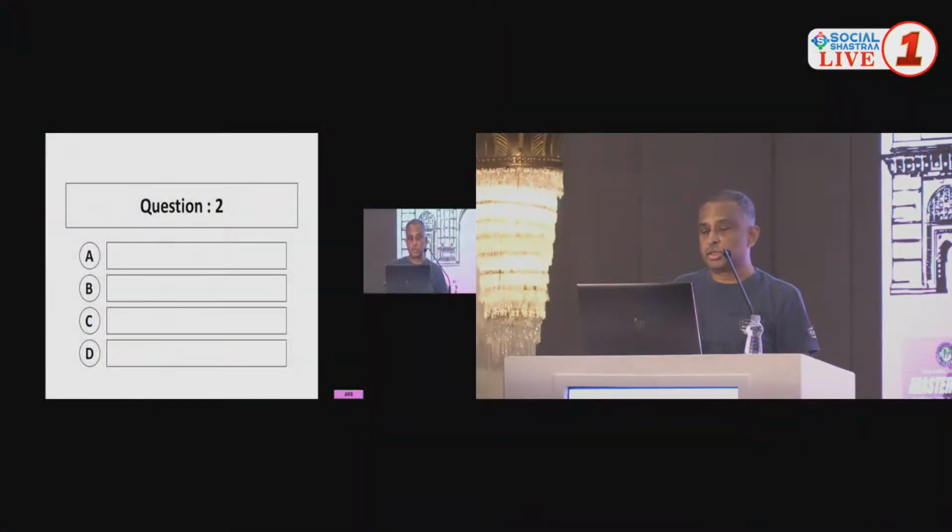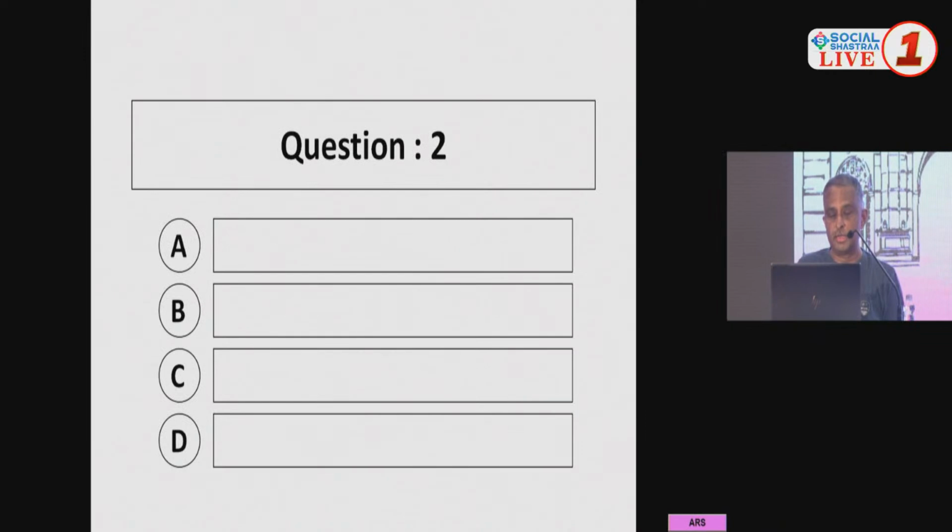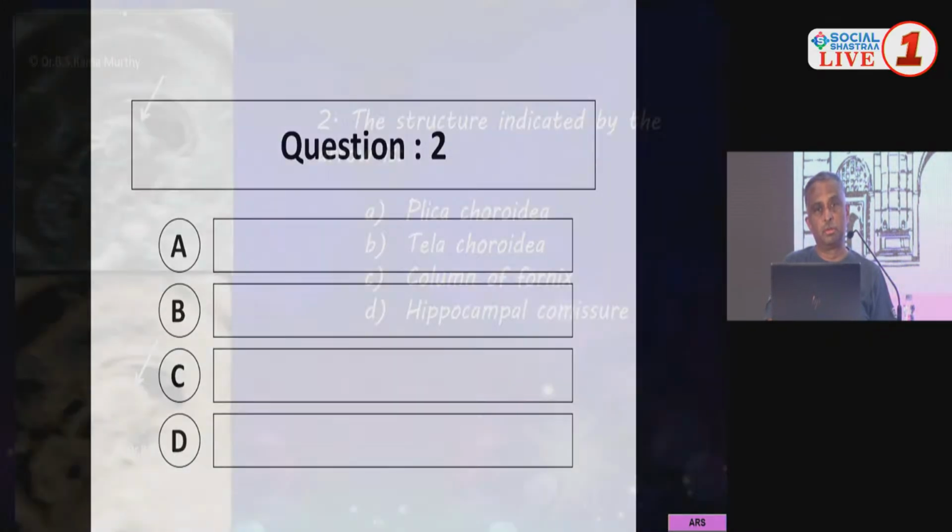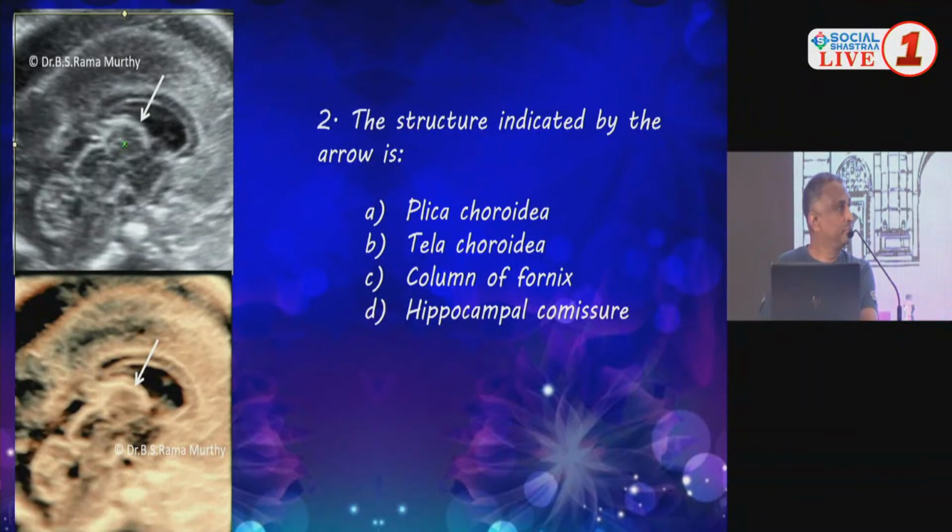Simple, this morning's workshop. The structure indicated by the arrow is... You've got to choose the right choice. This is a mid-sagittal section. Mid-sagittal section. Okay? You can start. Please vote.